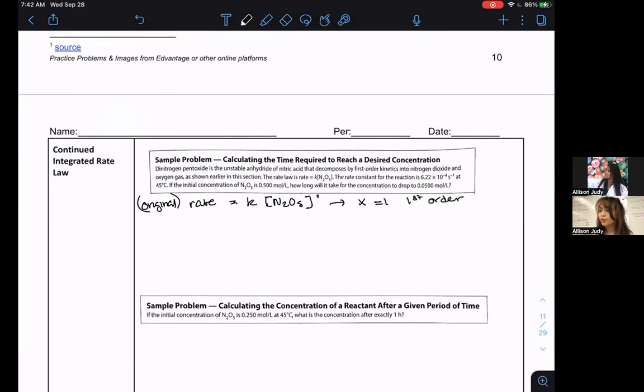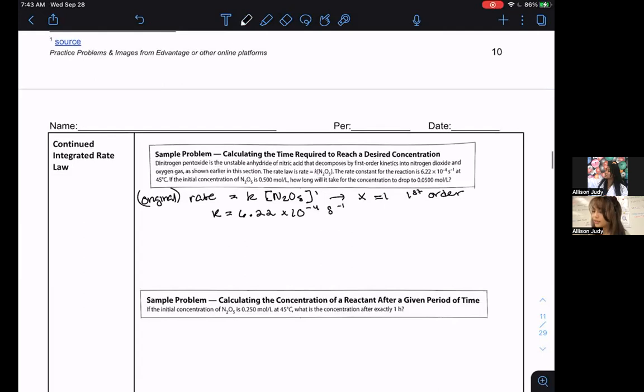So first and foremost, when you read a question, make sure you don't see any contradictions in the data they give you along with the extra information. So we are indeed working with a first order reaction based on how they wrote this. And then we're told that K is equal to 6.22 times 10 to the negative fourth, seconds to the negative 1, or per second. So all the information confirms one another, and I'm working with a first order reaction.